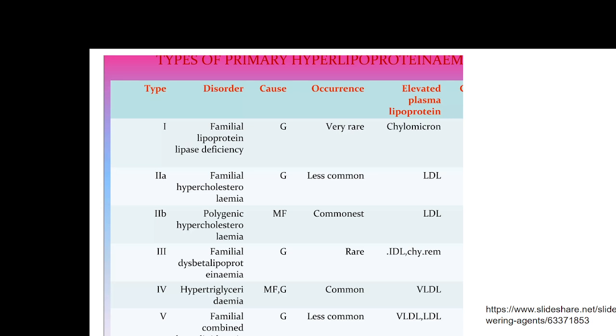hypertriglyceridemia is a more common condition among the Indian population. Among our patients, the majority are of this category, where diet and lifestyle are the most important causes, as well as a possible genetic tendency, and in these patients the VLDL level will be very high. Then familial combined hyperlipidemia is another condition which is comparatively rare, where VLDL as well as LDL will be raised.